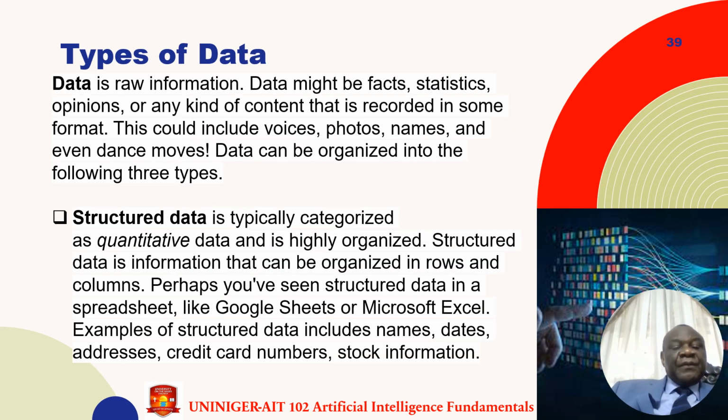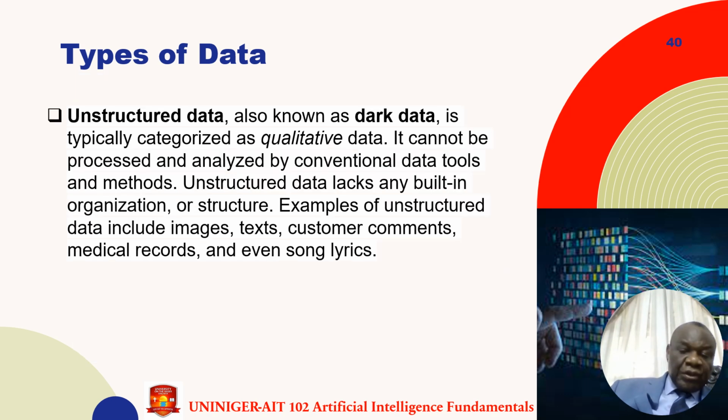We have different types of data. We have data as a raw information. We have structured data, which is typically categorized as quantitative data and highly organized. We have unstructured data, also known as dark data, and typically categorized as qualitative data. It cannot be processed and analyzed by conventional data tools and methods. Unstructured data lacks any built-in organization or structure.